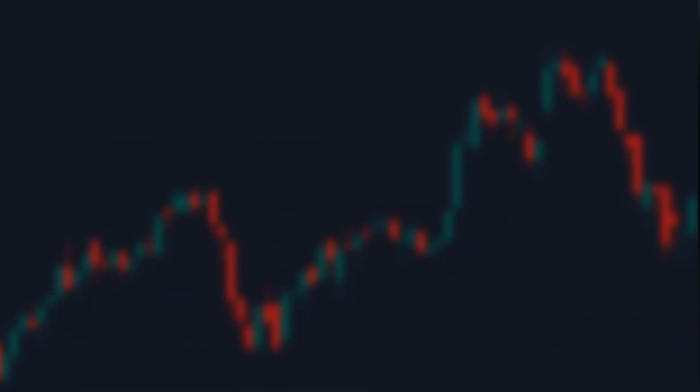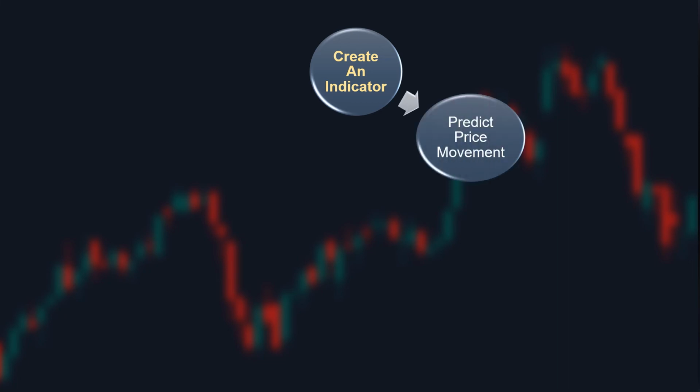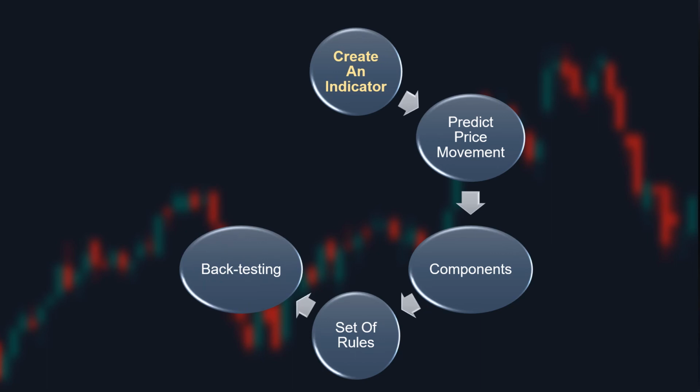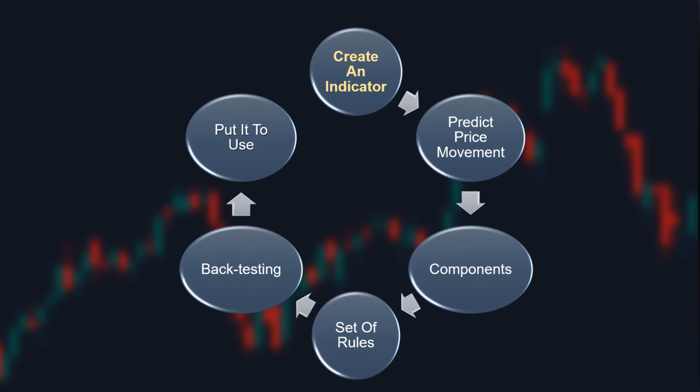You can create an indicator on your own. The goal is to predict future price movement. Firstly, determine the components you want to include in your indicator. Add a set of rules if necessary, then test your indicator in the real market through backtesting. If its win-to-loss ratio is good, then put it to use. Later in this course, we'll look at an example of how to make your own indicator.